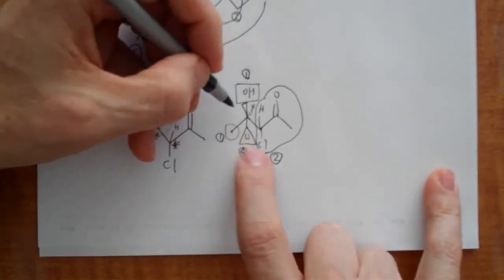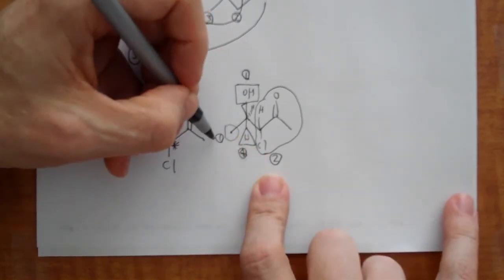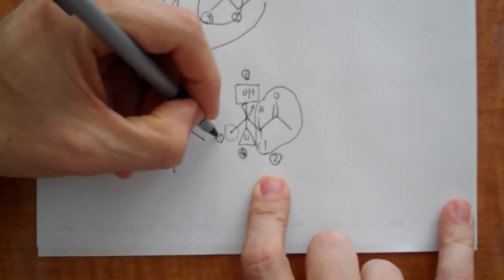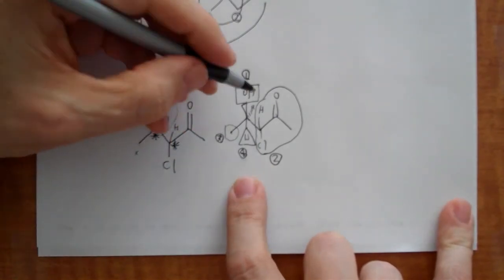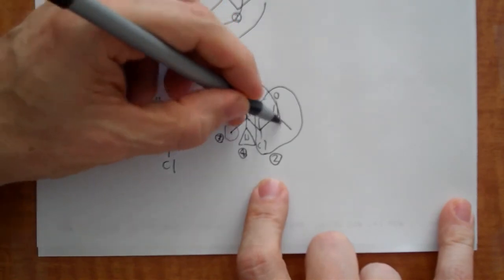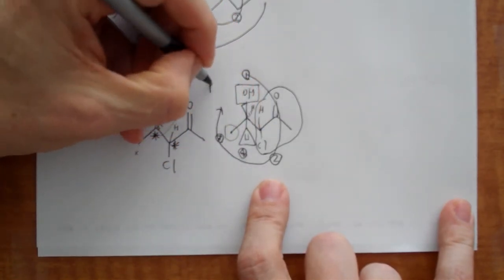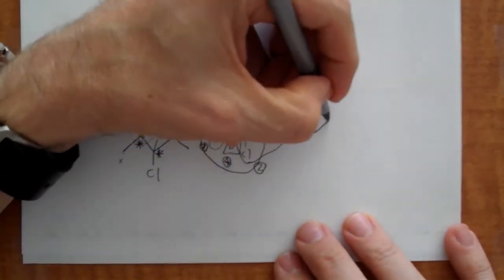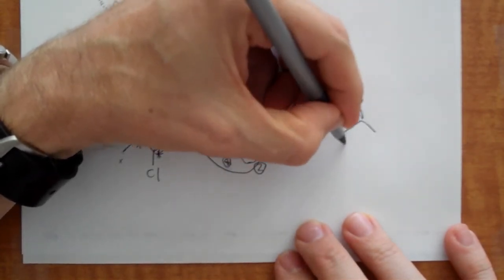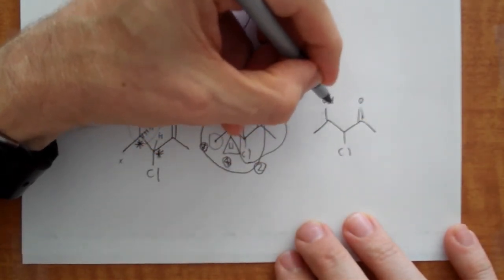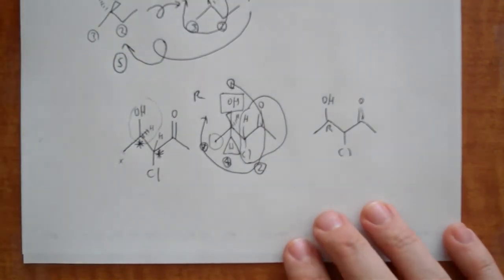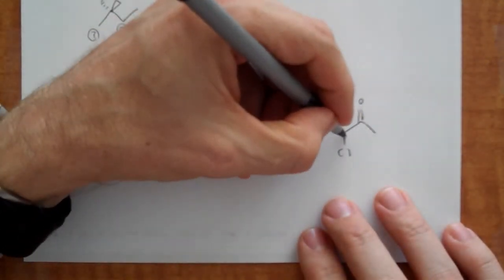Okay, now we see. Oops, I said that was 1. This is going to be 3, right? Because that's number 2. 1, 2, 3. Okay, this is R. I'm going to redraw it because I'm going to get lost if I don't. That's R.